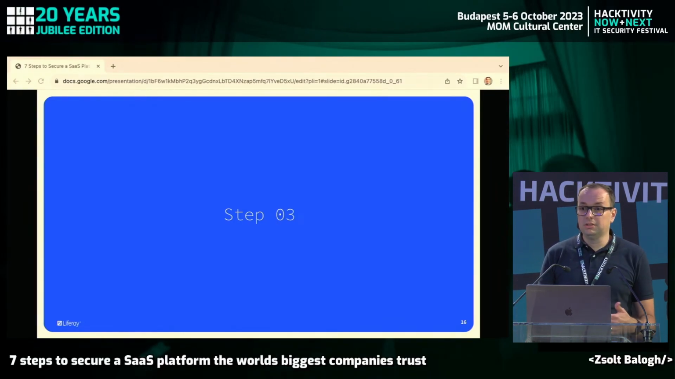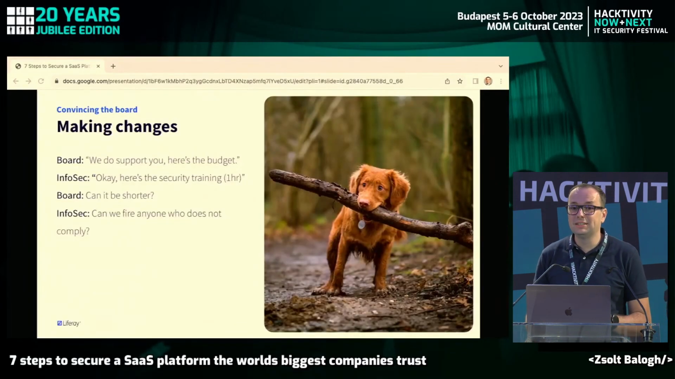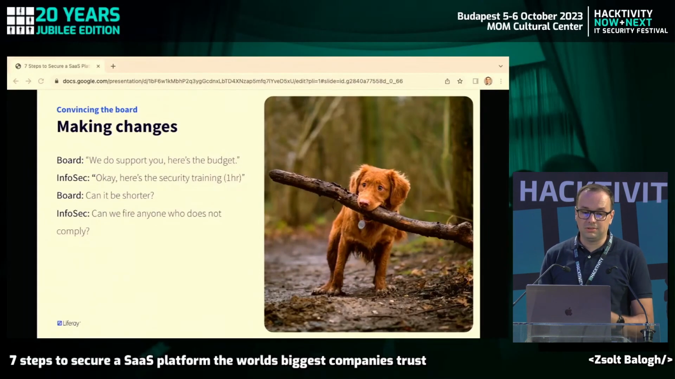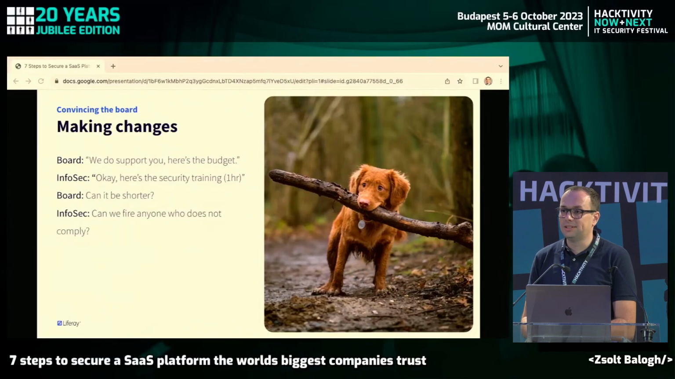And then we figured out the budget, and it's like, hey, here's the budget. Let's do it. I did not need to fight for the money. They just told me they trust me. But then we went to a board meeting and told them, okay, the next step is to train everybody on security, and it will take 1 hour of each employee's time.